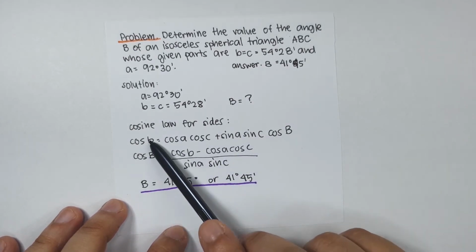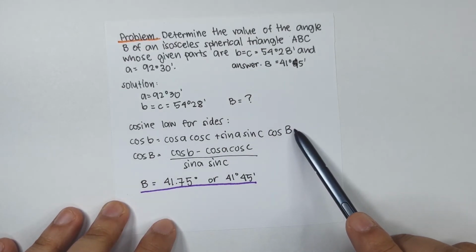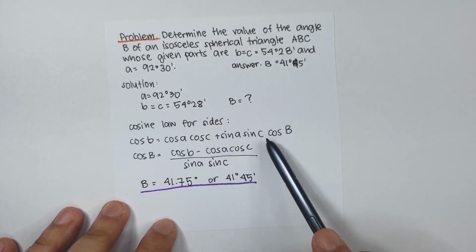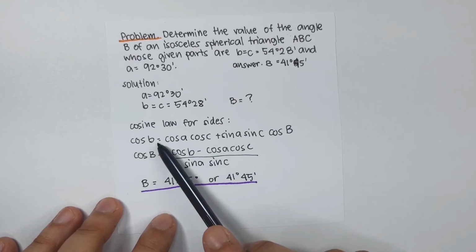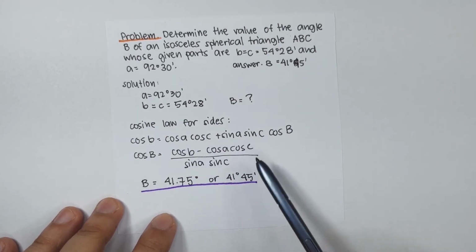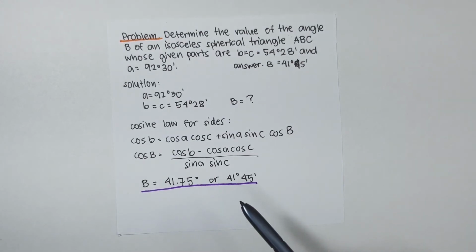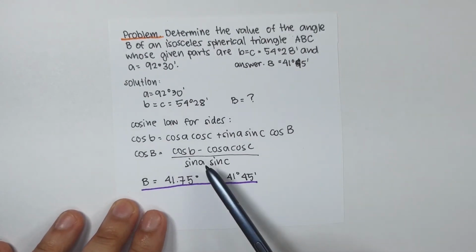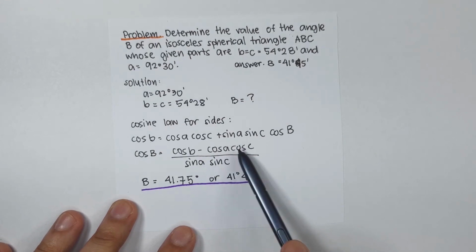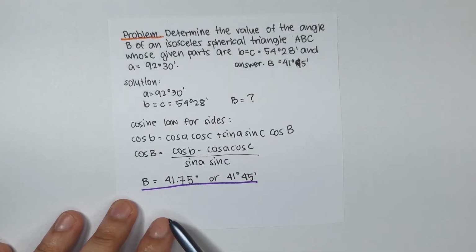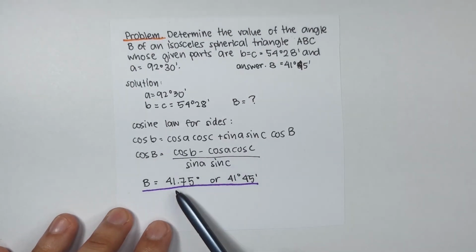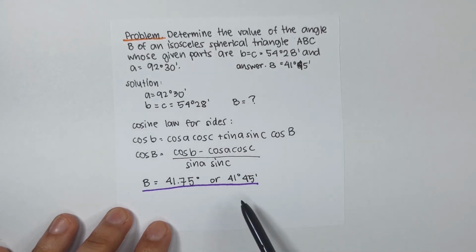If this is side b, then this here must be angle B, then a, c, a, c. So we know the values for b, a, c. Unknown is angle B. That is one equation, one unknown. So cos B is equal to cos b minus cos a cos c all over sin a sin c. Solving for B, we get 41.75 degrees.